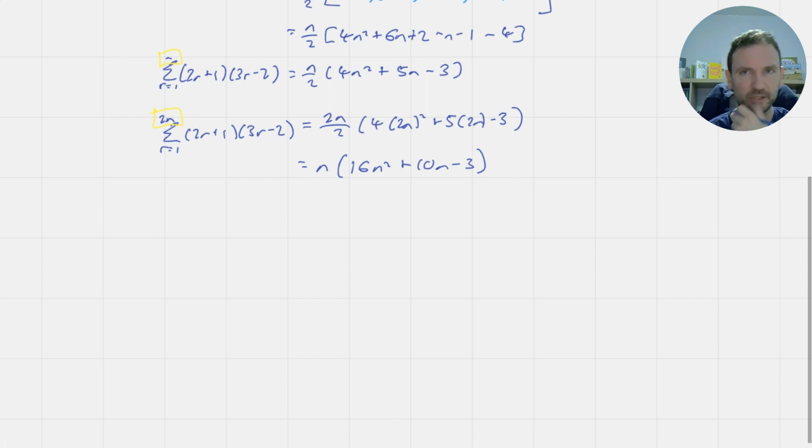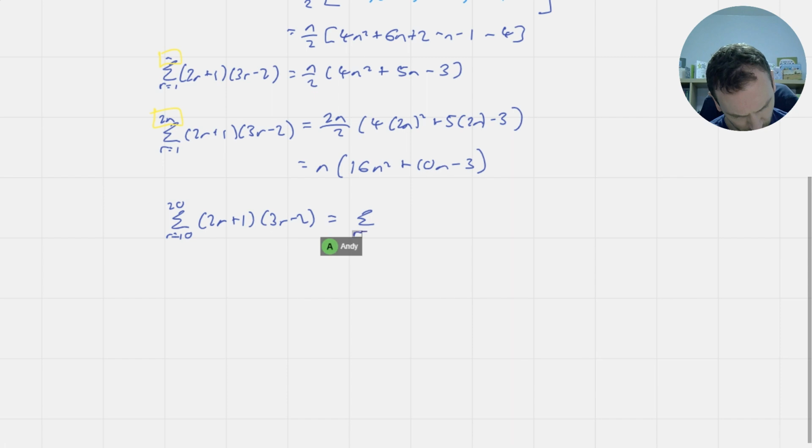The other sort of question you could get would be something like, well, based on what you know, can you find the sum between r equals 10 and 20 of this thing? And the key step here is to notice that if we want a sum from r equals 10 to 20, well, we know we can find the sum from r equals 1 to 20 just by replacing n with 20 here. That bit's going to be fine. We're just going to be replacing n with 20 in our formula up there.